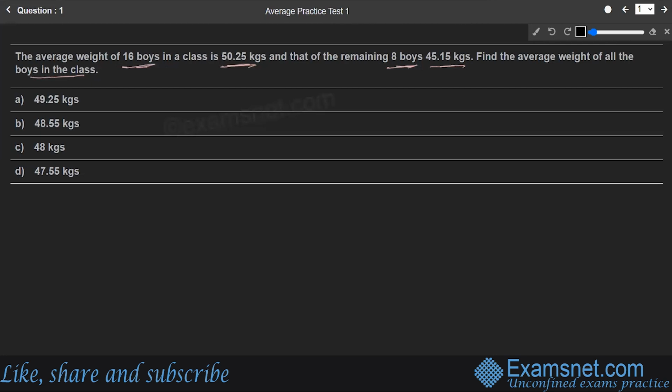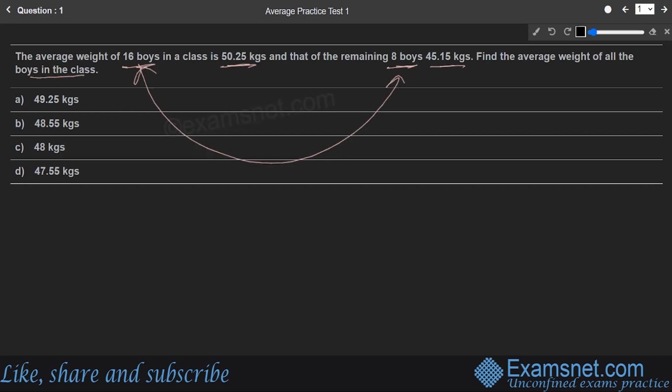So the method is: find the total of the first category, the first batch of 16 boys, find the total weight of the next batch of 8 boys, then do the grand total by adding those two totals and divide the whole total by the total strength. That is, the total strength is going to be 16 plus 8, that is 24. So this is going to be the strategy.